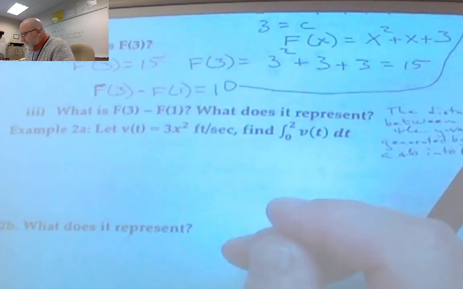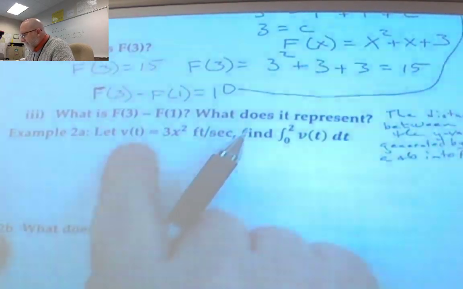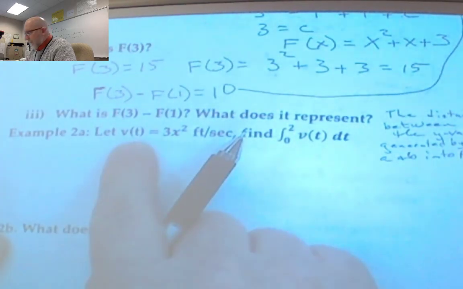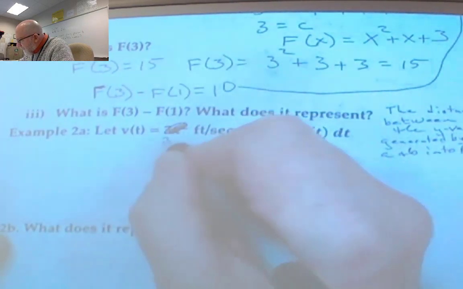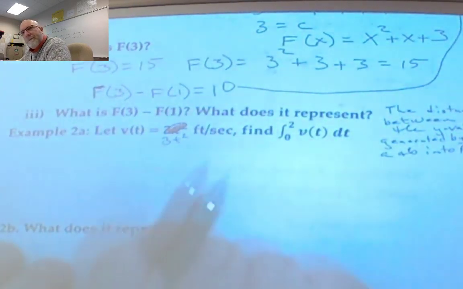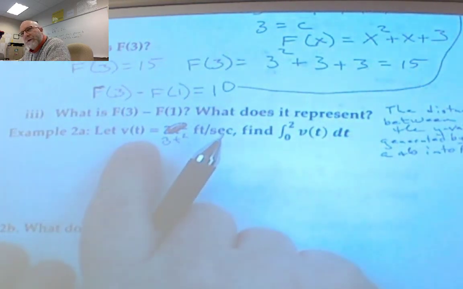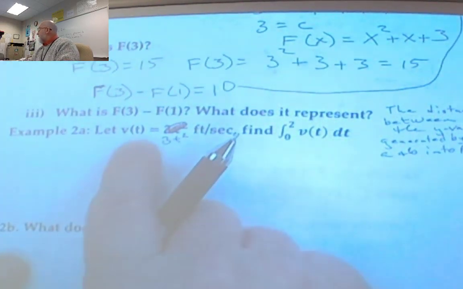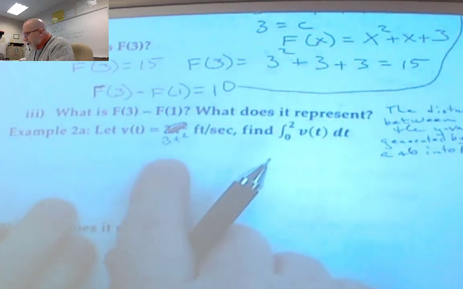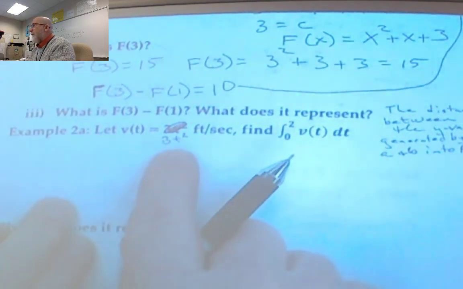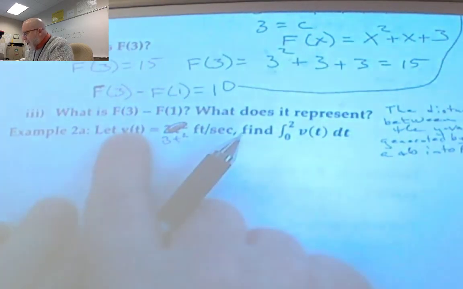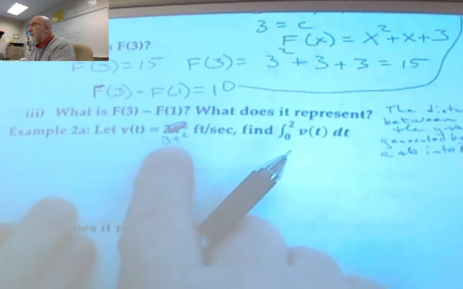Let's look at example 2. What kind of function is v? Oh, by the way, there's a typo here. This should be 3t squared. What kind of function is this? It's a function that generates what? Velocity. Would you agree? It's a velocity function. So if I put 1 in there, I'm getting 3 feet per second. If I put 2 in there, I'm getting 12 feet per second. If I put 5 in there, I'm getting 75 feet per second. Correct? It generates velocity. Okay?